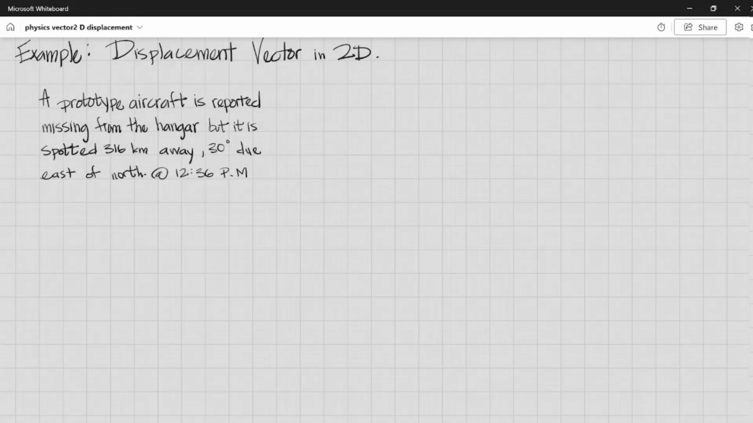Welcome to a continuation of our discussion on vectors. Today we're going to be doing a 2D vector example, and it's going to be an example of displacement. We have a missing aircraft, and it is spotted sometime after it has gone missing from the hangar, going some speed and a direction. We want to know how far east is the plane from the airport which it departed, and how far north is it from the airport from which it departed.